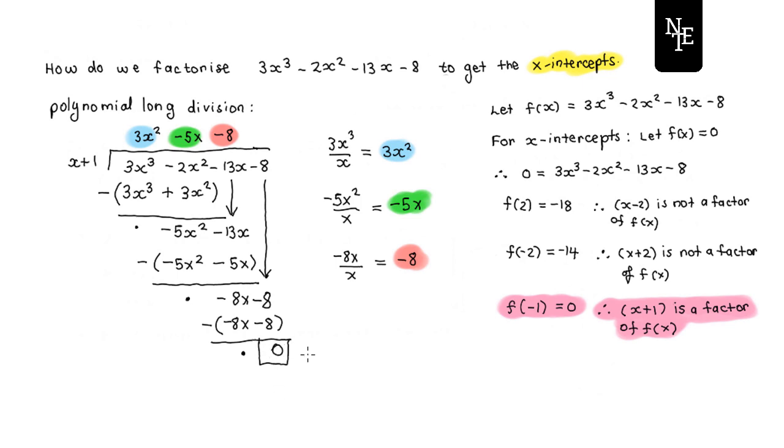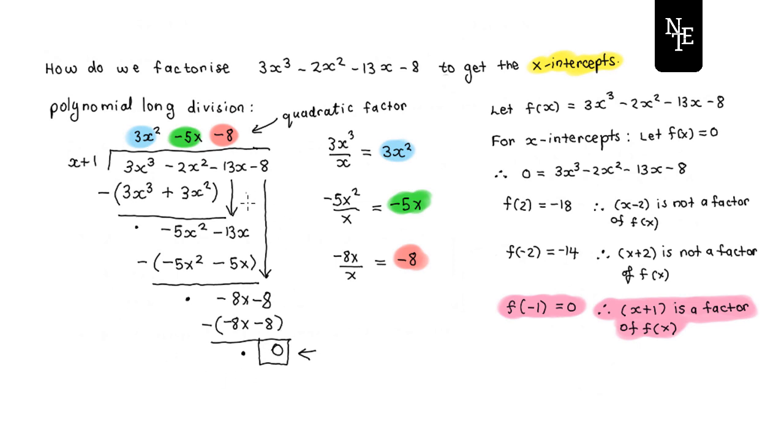Okay, and this 0 over here is important because this 0 tells you that this whole expression, 3x squared minus 5x minus 8, is your quadratic factor. So the factor theorem allowed you to get your first linear factor, and we concluded that it was a factor because the remainder was equal to 0.